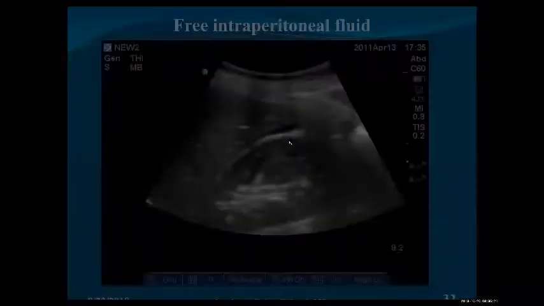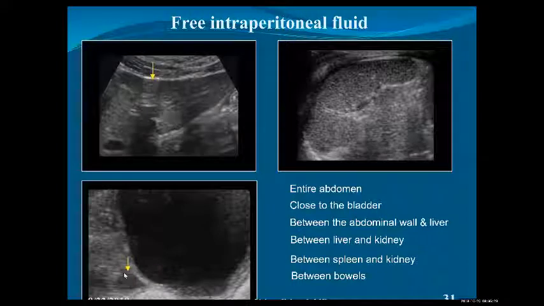Where you look at the fluid, you look beside the bladder. Of course you search the entire abdomen, but you look beside the bladder. So when you do left lower or right lower, there's fluid. And you look between the abdominal wall and liver, this is spleen, this is kidney, sorry. Between the liver and the kidney, between spleen and the kidney, and sometimes you can see it between the bowel walls itself.